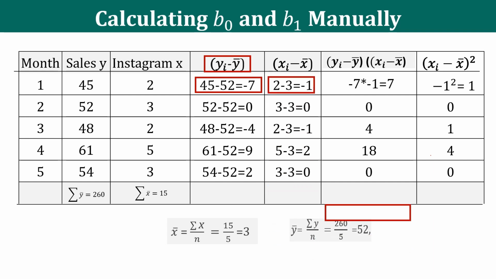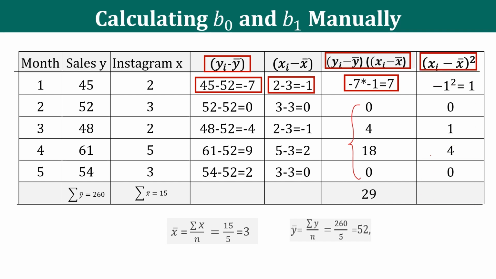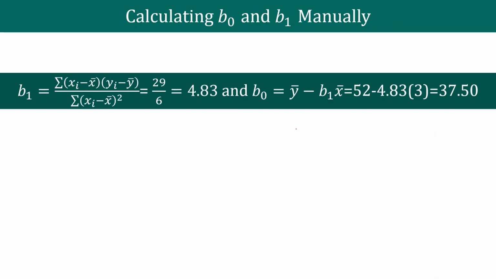Step 3, multiply the deviations. Month 1, negative 7 times negative 1 equals 7. Repeat the same process for the remaining rows. The total is 29. Step 4, square the x deviations. Negative 1 squared equals 1. Add them together and we get 6. Step 5, calculate B1, the slope. 29 divided by 6 equals 4.83.